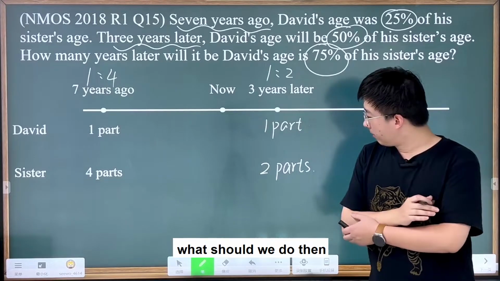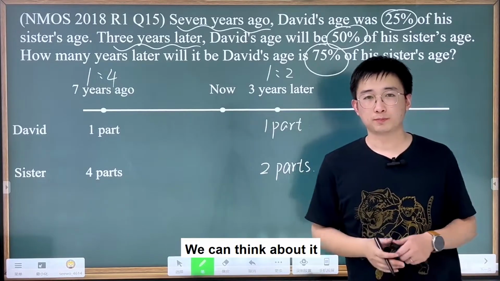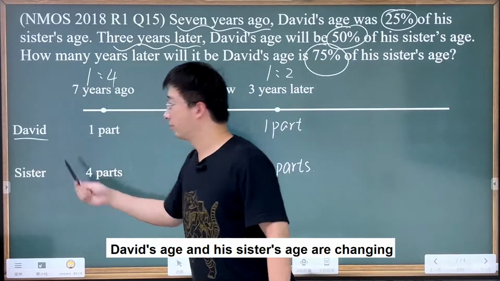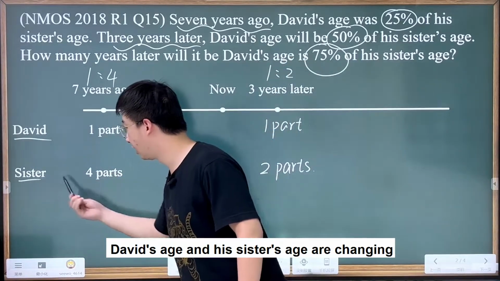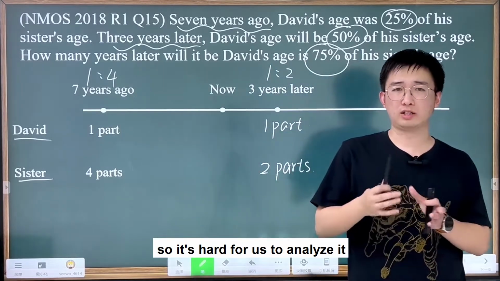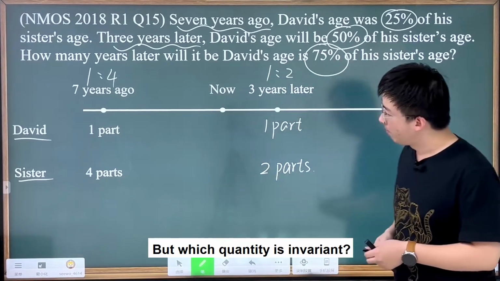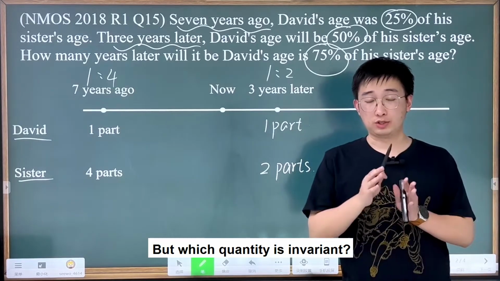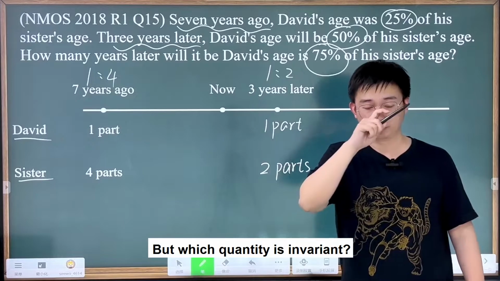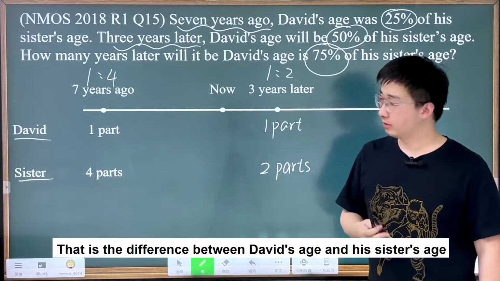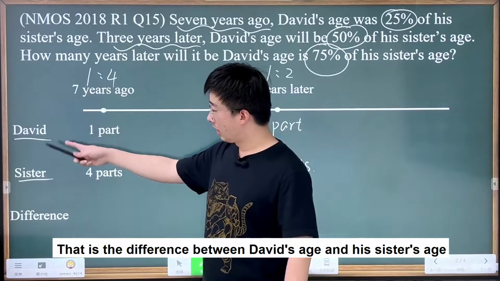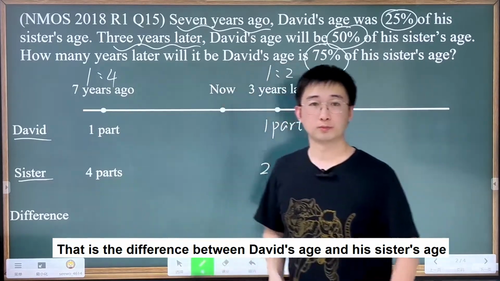Okay, but what should we do then? We can think about it. David's age and his sister's age are changing, so it's hard for us to analyze it. But which quantity is invariant in this question? You can think about it. Yes, this is the difference between David's age and sister's age.